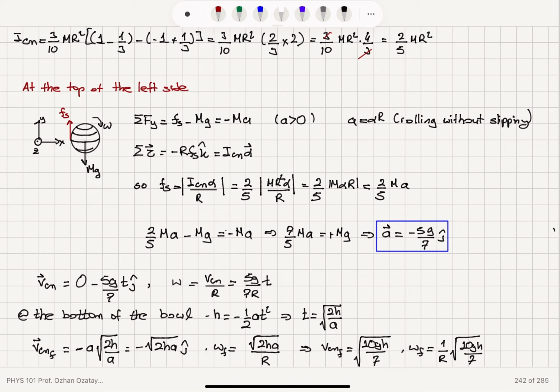So the speed of the center of mass will be increasing in time. Speed will be 5g/7 t at time t. And angular speed omega will be v center of mass over r, 5g/7 r times t. When do we reach the bottom? When h is equal to 1/2 a t squared, when time is equal to square root of 2h/a. So that gives us our final angular speed, 1/r square root of 10gh/7, and final center of mass speed square root of 10gh/7.